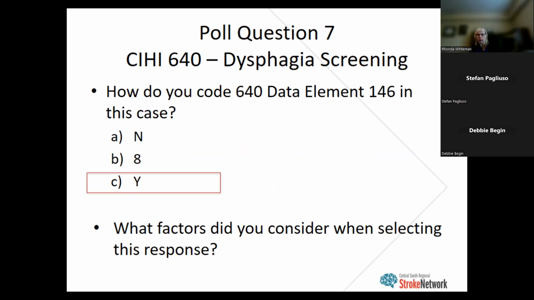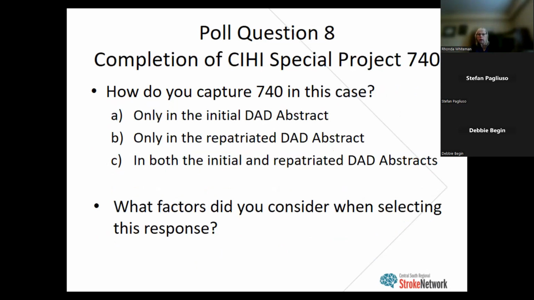We'll wrap up this case scenario looking at 740, so alpha FIM. And so what we're looking at here is how would you capture alpha FIM? Only in the initial DAD, in the repatriated DAD, or in both? And so I'll launch the poll and I'll go back to the slides for this one.